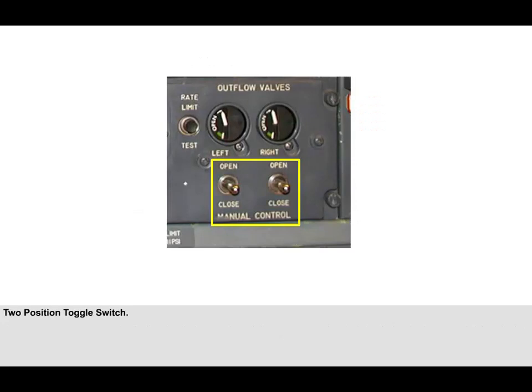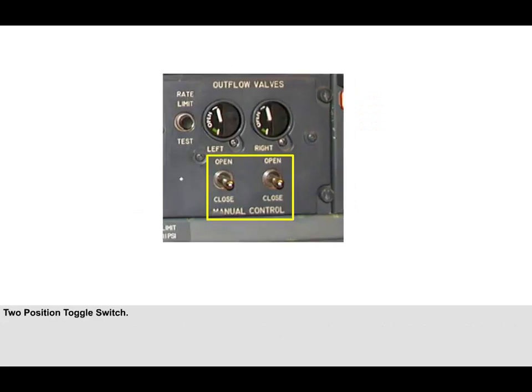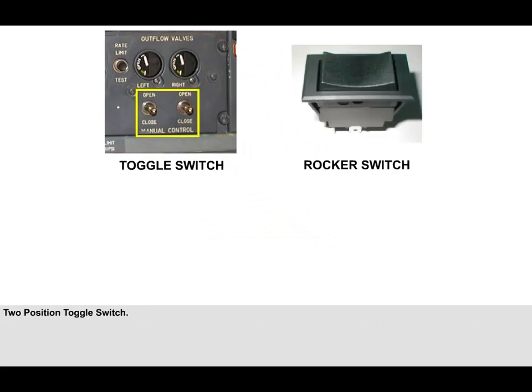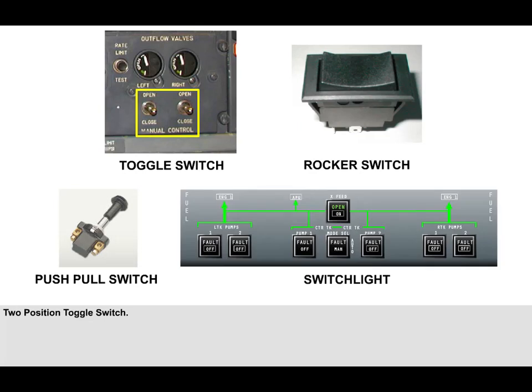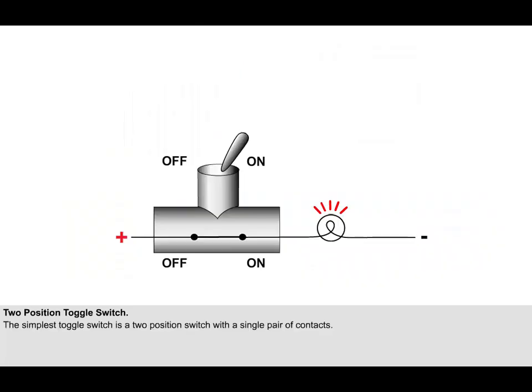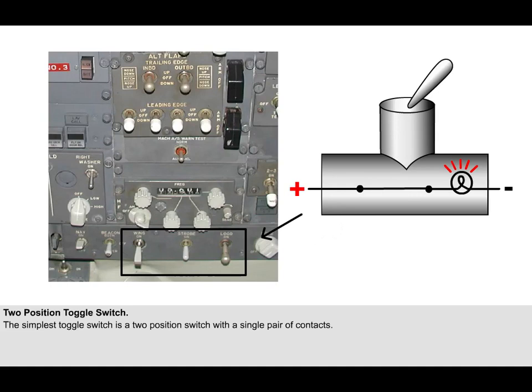A manually operated switch may be a toggle switch, a rocker switch, a push-pull switch, or more probably on modern aircraft, a switch light. The simplest toggle switch is a two-position switch with a single pair of contacts. With this type of switch, the contacts can be either closed or open. Here, you can see a number of two-position toggle switches being used to control the exterior lights on a Boeing 747.